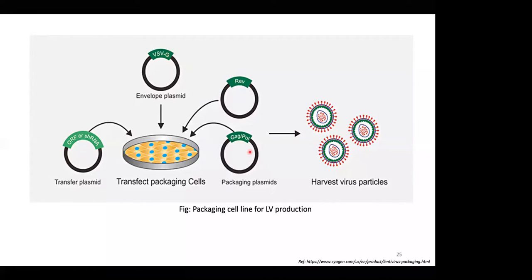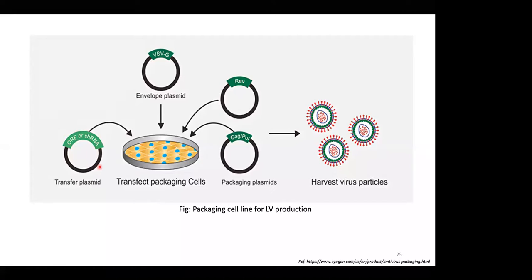So you have these three plasmids, which are called the packaging plasmids, and then you have the transfer plasmid, in which you can insert your gene of interest. So this would basically contain the amino acid sequence, which would form the CAR sequence. So the scFv, the hinge region, the transmembrane, as well as the co-stimulatory and the signaling domain. So that gene would be inserted here.